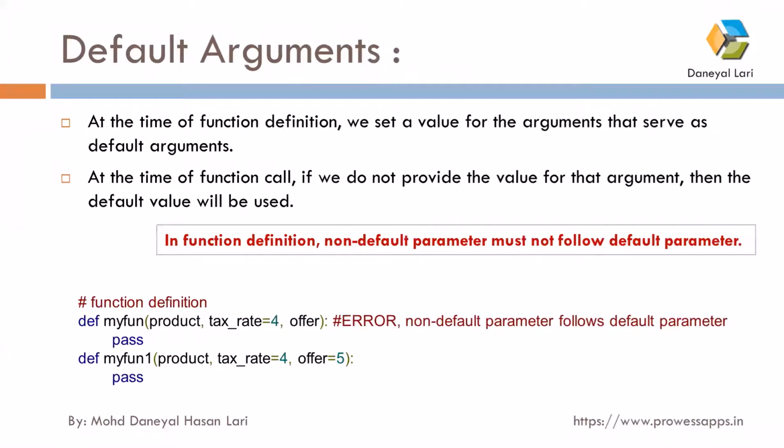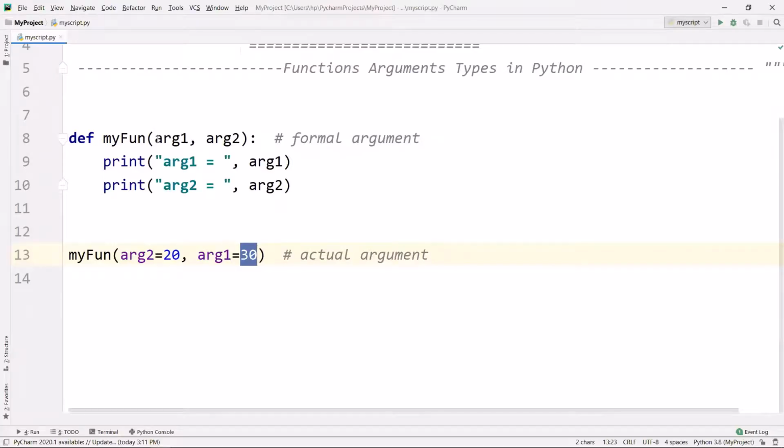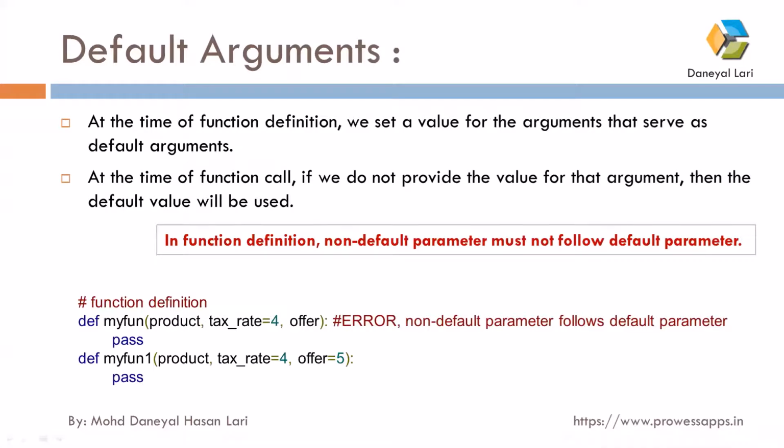Next one is called the default argument. So what is meant by default argument? Default argument means when you define any function, you can put some value for the arguments also. Okay, as you can see here, I'm not writing any value for the argument. So you can write any value for the argument as per your requirement. So this is called the default value for this arg2 value. So at the time of function definition, if we put some value to the argument, that is called default argument.